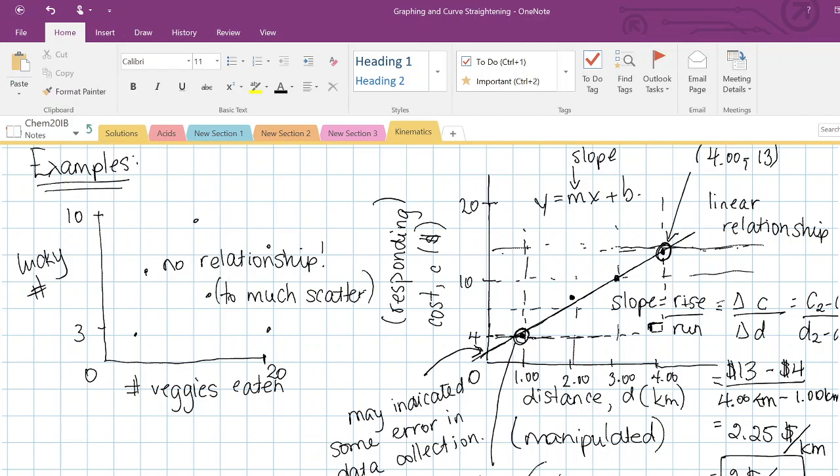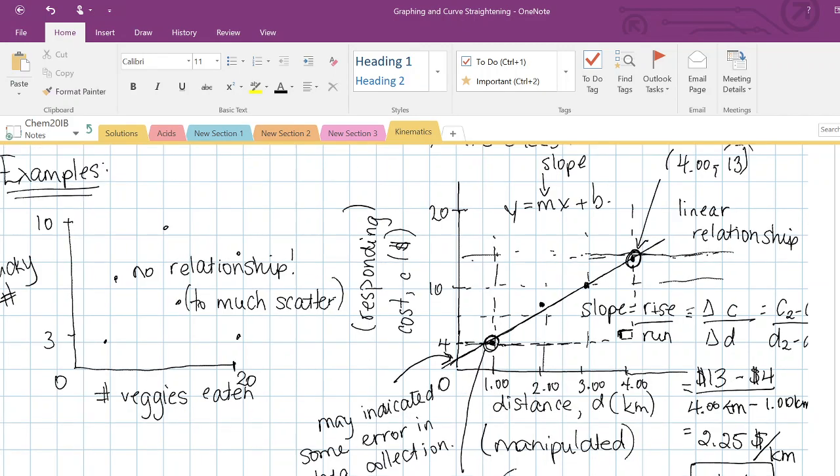Now, when we do our analysis of this, the first thing that we have to remember is our equation for a straight line. And that equation for a straight line is y equals mx plus b, right? Because we do have a straight line here. The m variable here is our slope. And another thing that we have to remember is that our slope is our rise over our run. So our rise is our responding, our run is our manipulated. And in this case, if we were calculating slope, we would be looking at the change in our cost over our change in our distance, right?